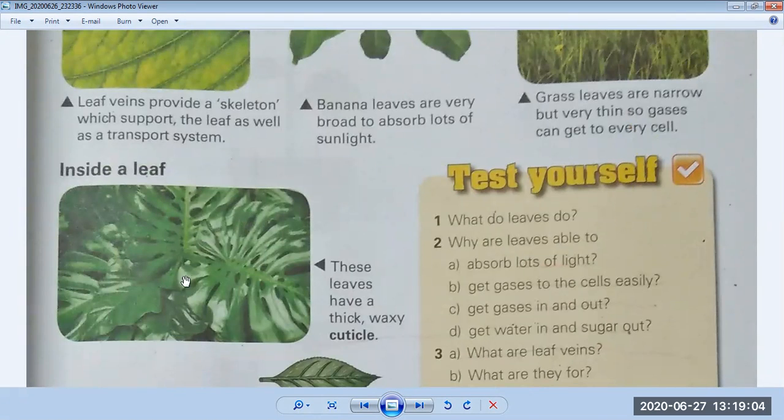That leaf has a cuticle surface. It is given in your book. These leaves have a thick waxy cuticle. So what is the meaning of cuticle? Cuticle means it has a waxy layer on the surface of the leaf. Because of that, water never stays on the body of the leaf, and extra water never stays on the surface, and it moves easily. So the cuticle plays a very important role in the body of a plant.